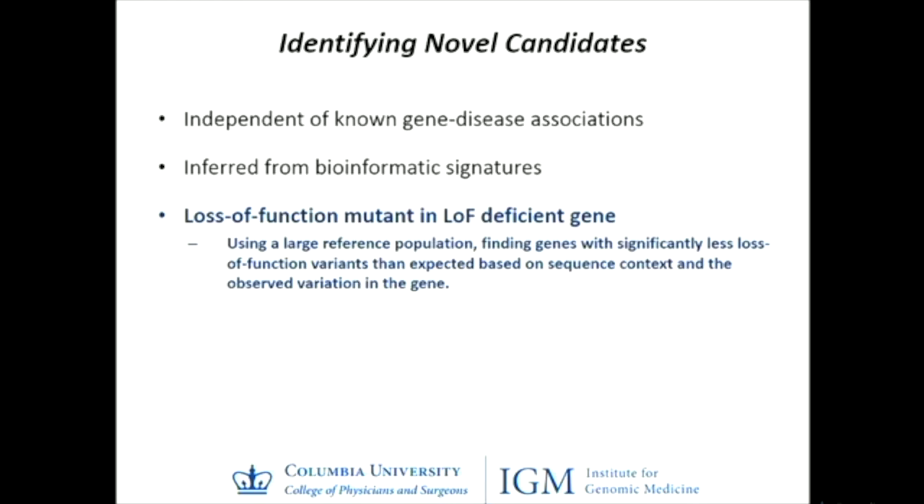The way we do this is, again, relying on a sampling of the human population. We take the 6,500 individuals from the exome sequencing project. For each gene, we have the underlying sequence context. We know what each possible mutation will result in. Using that information plus the underlying mutability of the gene, we can estimate how many loss of function variants we expect to see in a gene, given how many variants are observed in the gene. And so you'll find this way genes that have much fewer unique loss of function variants than you would expect. This is what we refer to as loss of function deficient genes.